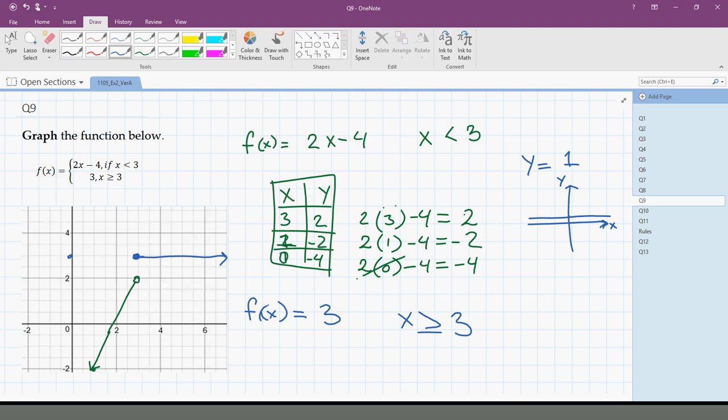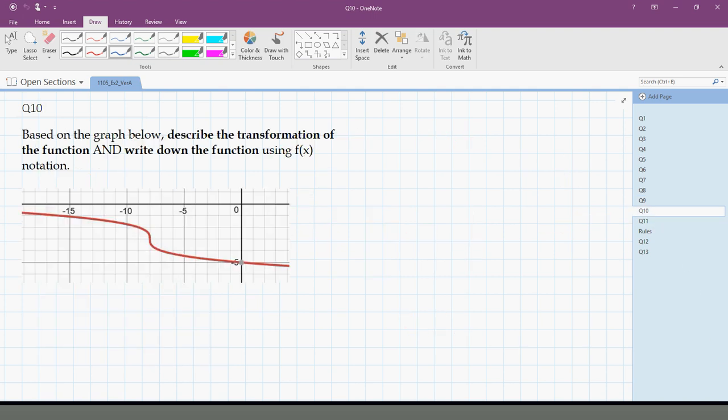Questions on that one? Question number 10. Based on the graph below, describe the transformation of the function and write down the function using f of x notation.